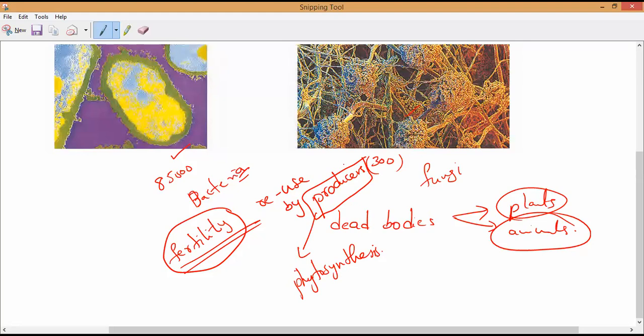That is what we can say, reuse by the producers like crop plants. So that is the reason this maintains the fertility of the soil, and the soil would continue to support crops again and again. That is the very important role of decomposers. Decomposers will help the soil to become fertile again and again and continue the crop production. That is the main importance of decomposers.